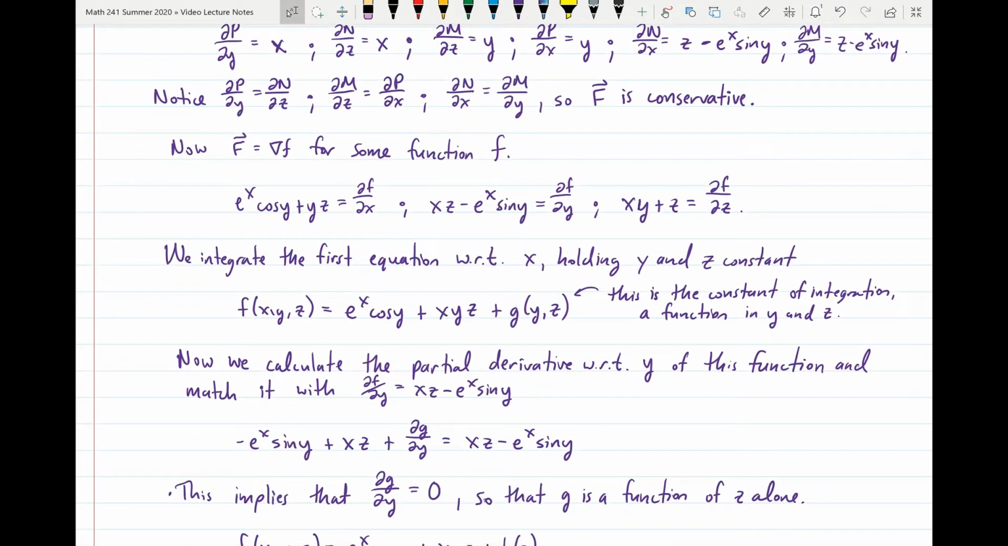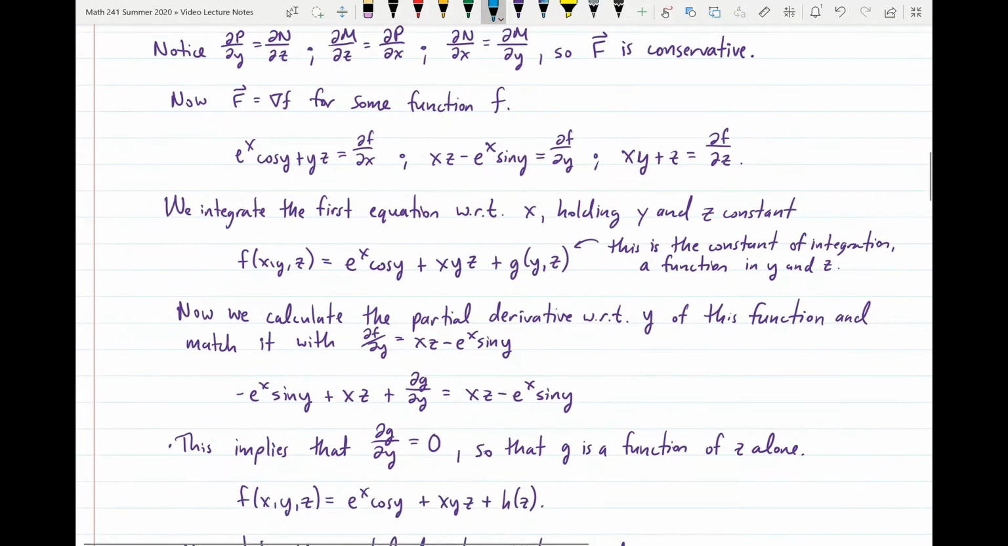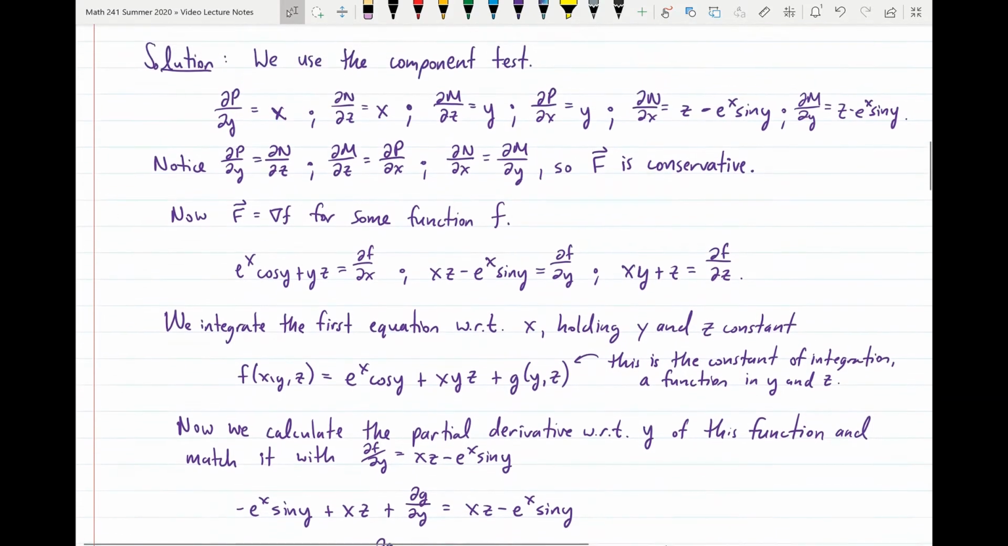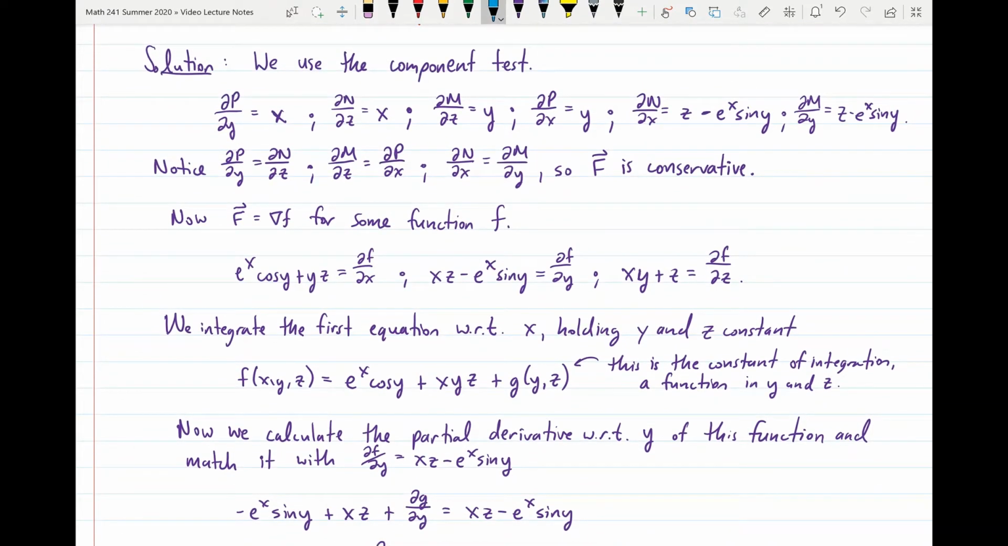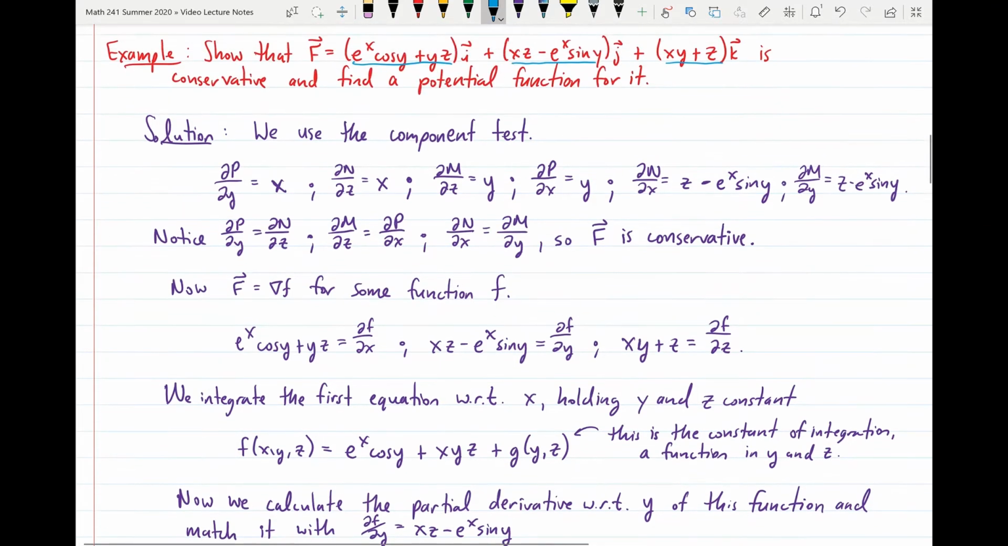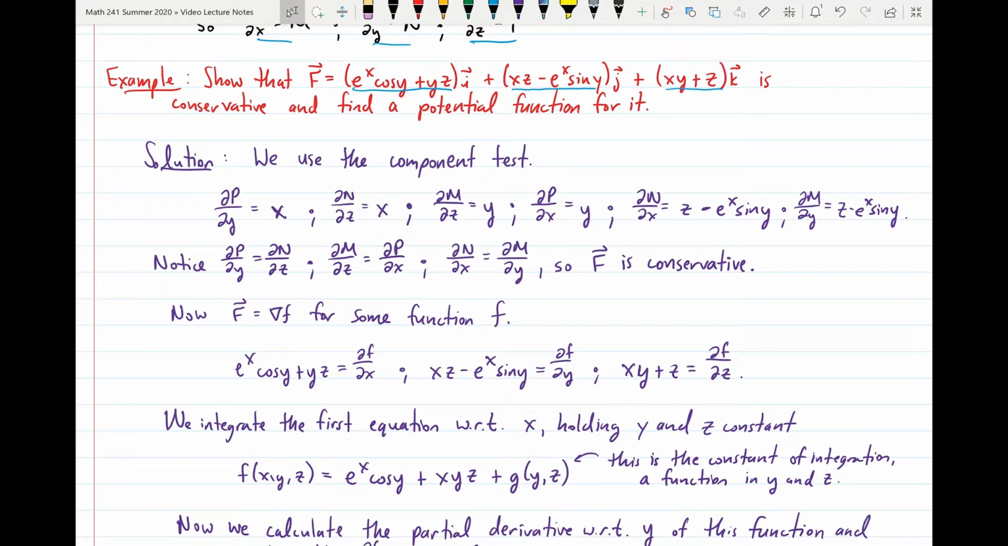Okay, now because F is conservative, we know that our vector field F has to equal the gradient of f for some little f, some scalar function. And this allows us to say that e to the x times cosine y plus yz has to equal the partial derivative of f with respect to x. So here we're taking the component function M from our vector field F and setting it equal to the partial derivative of f with respect to x.